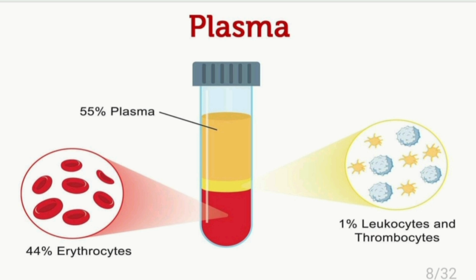Here in this picture they have separated the blood plasma and erythrocytes. So blood plasma is yellowish in color and it is about 55% of the total blood, and there is 44% of erythrocytes which are reddish in color, and 1% of leukocytes and thrombocytes are there, and they have separated all the types of cells.